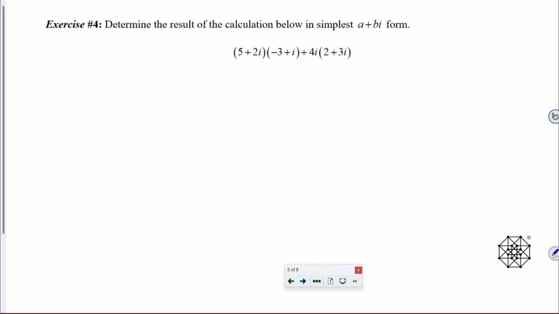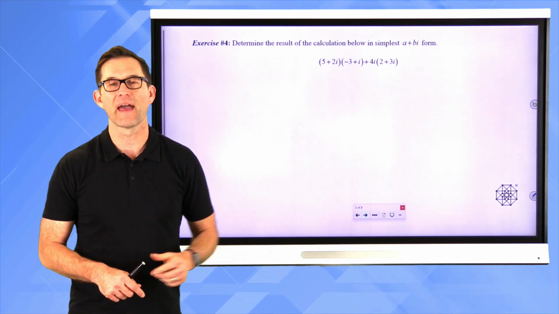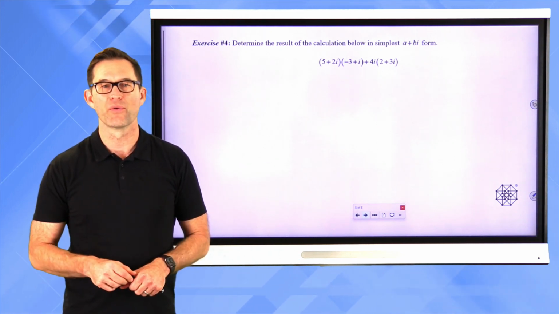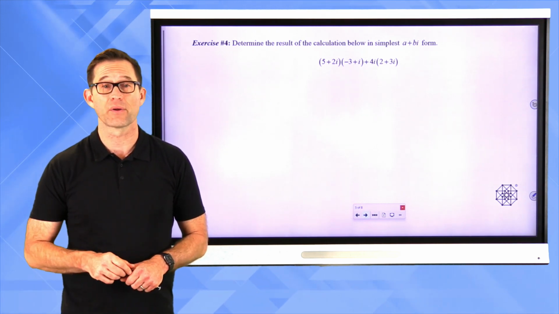Number 4. Determine the result of the calculation below in simplest a plus bi form. All right, so here we have just simply a more complicated calculation. I'd like you to pause the video now and see if you can work through this one and find the final complex number that represents this calculation.